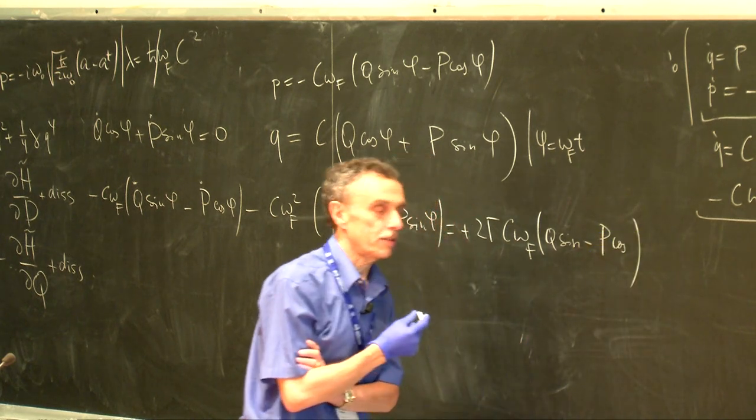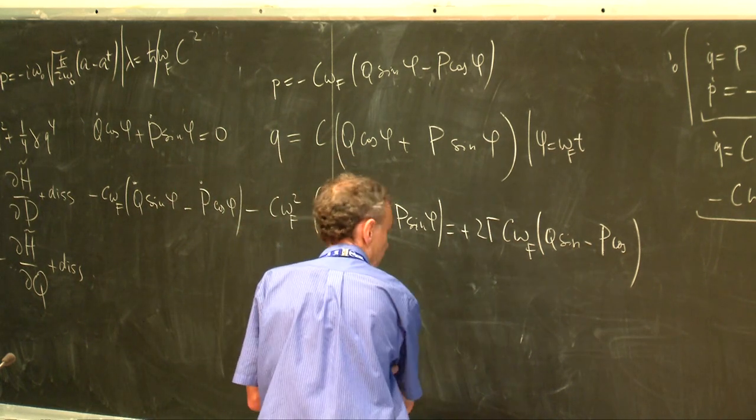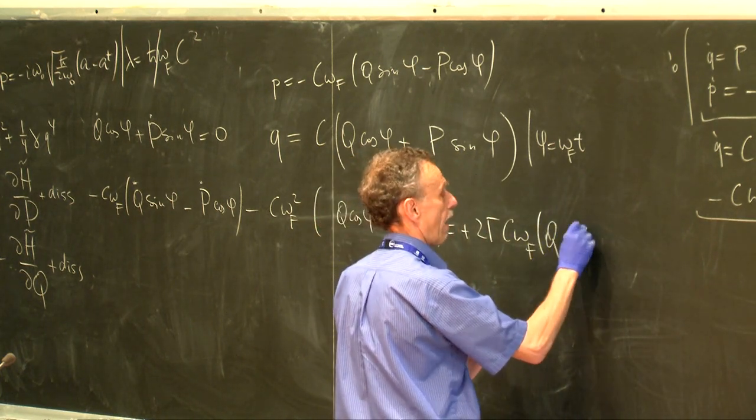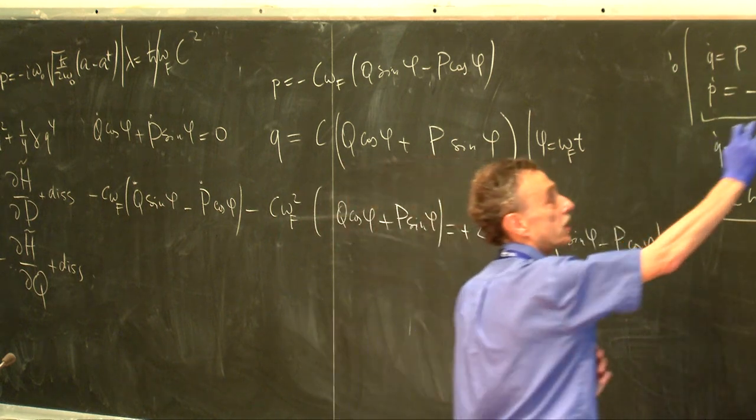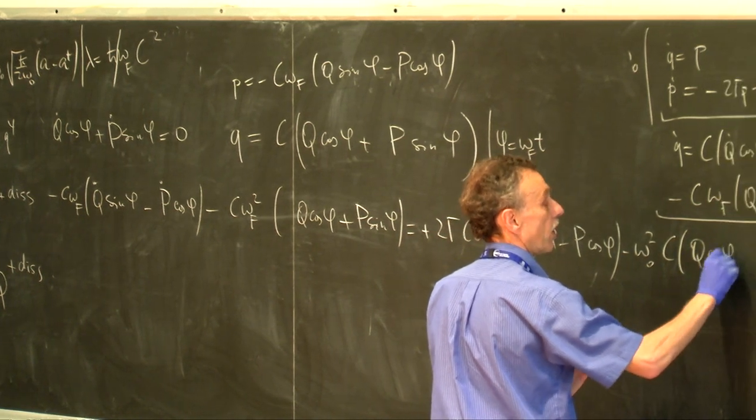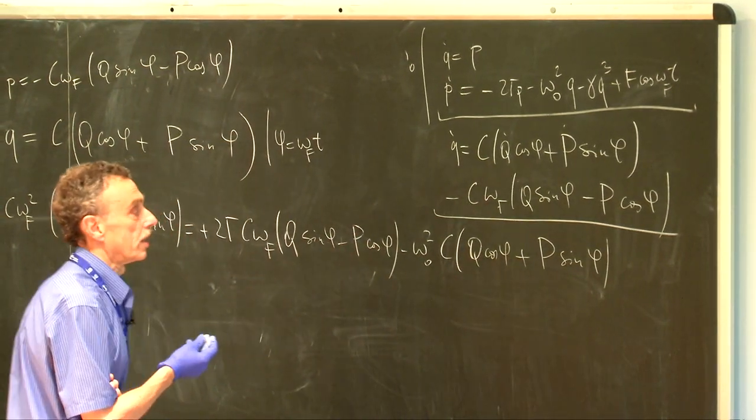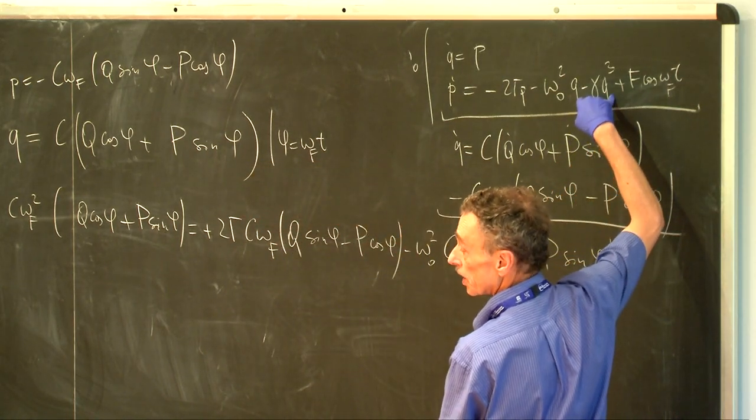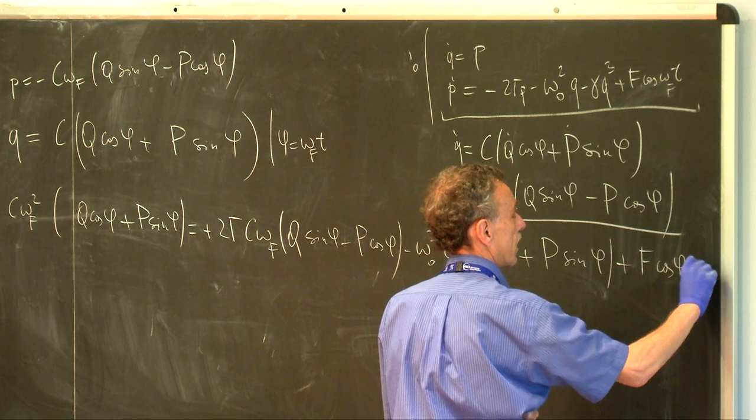At some point I will stop writing phi, because we know that all the sines and cosines are of phi. Well, I can write it. I can write phi. Let's now look at this term. Minus omega naught squared C Q cosine phi plus P sine phi. And for now, let's just forget for a second about the nonlinearity. We come to the nonlinearity later. Plus F cosine phi plus gamma.